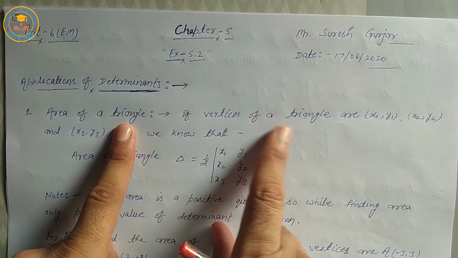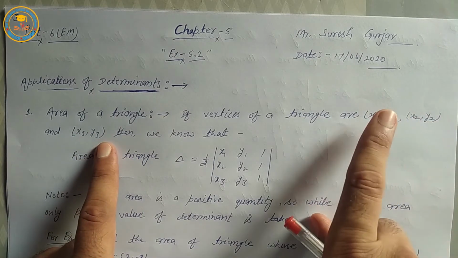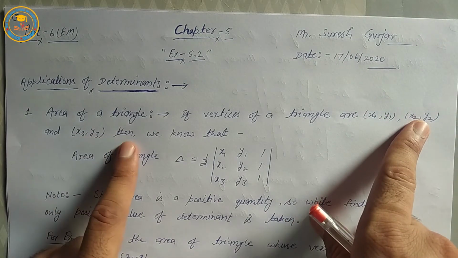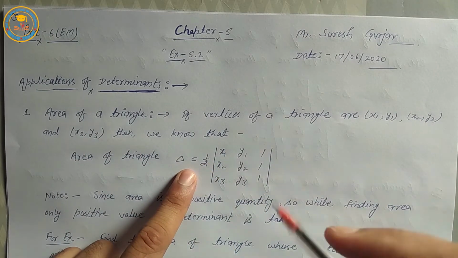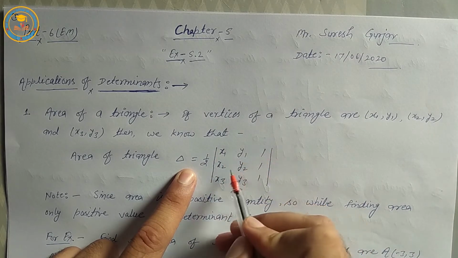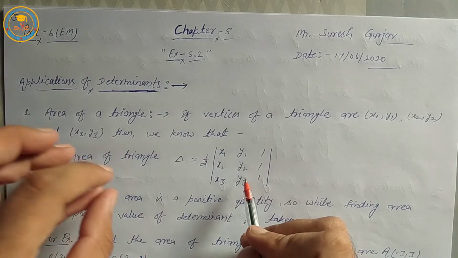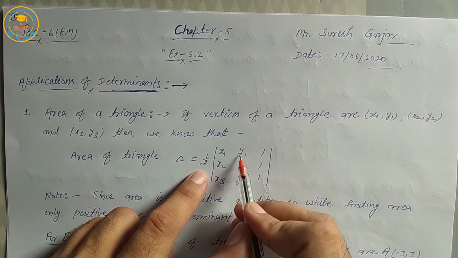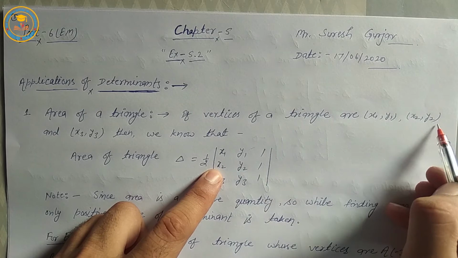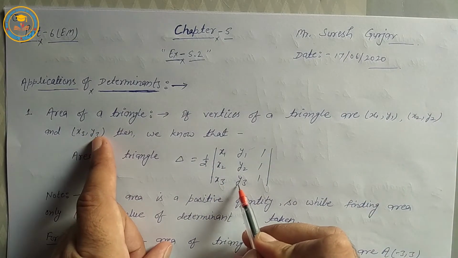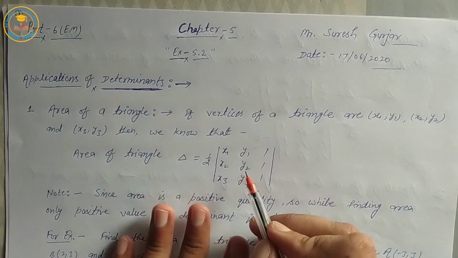If the vertices of a triangle are (x1, y1), (x2, y2) and (x3, y3), three vertices A, B and C, then we know that the area of the triangle, delta, is equal to 1 by 2 times the determinant with rows x1, y1, 1; x2, y2, 1; x3, y3, 1. Here (x1, y1) is the first vertex, (x2, y2) the second vertex, (x3, y3) the third vertex.